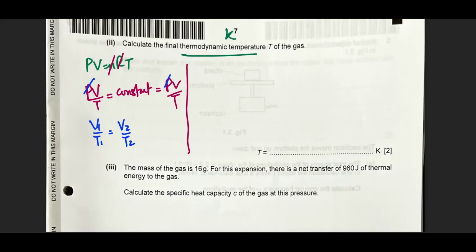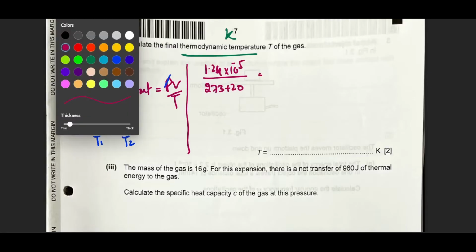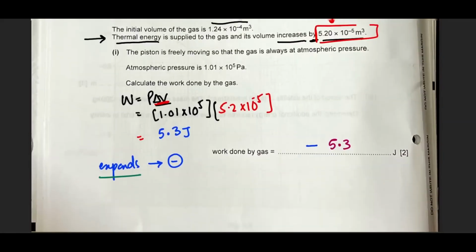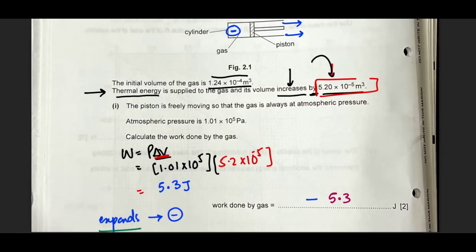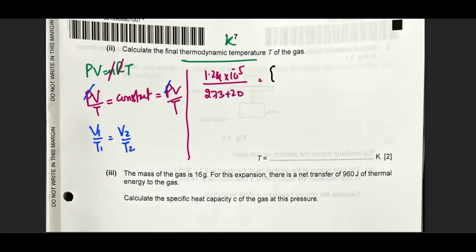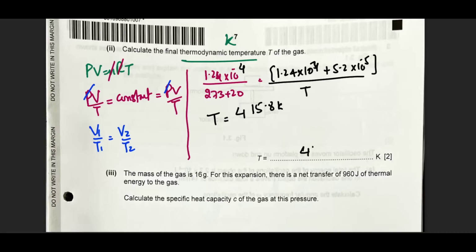So let's replace the values. V1, the previous volume of the system, was 1.24 times 10 to the power minus 5, divided by the initial temperature, which was 273 plus 20, Kelvin scale converted. The second stage was the new volume. Now, be advised that it increased by this value. The original volume was this, so the volume today will be an addition of these two: 1.24 times 10 to the power minus 4, I think that's minus 4, plus 5.2 times 10 to the power minus 5. This is the volume today divided by the temperature T, which we don't know today. When you calculate this, this comes out as 415.8 Kelvin, which will be 416 Kelvin.